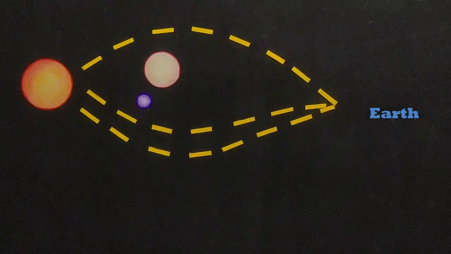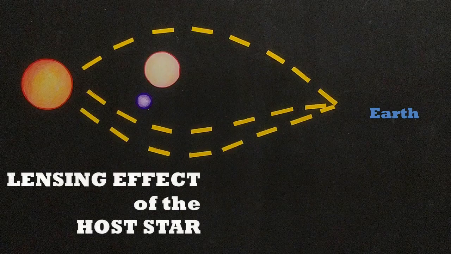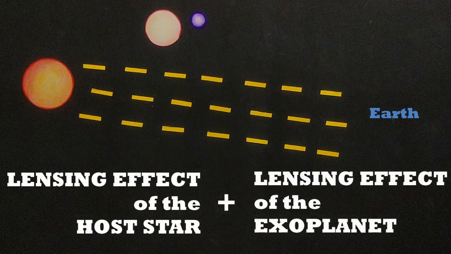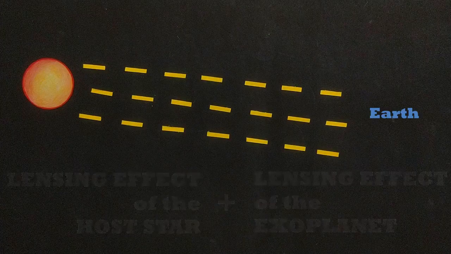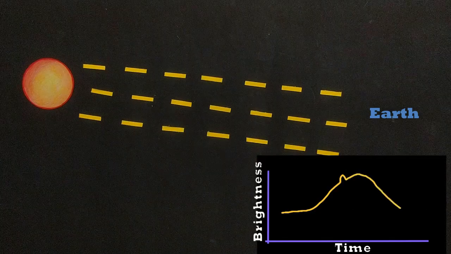When we add the exoplanet to the mix, the same thing happens as before. But now, along with the lensing effect of the host star, there is a lensing effect of the exoplanet as well. Which means this time there is one more slight increase in the brightness of the secondary star due to the bending of light around the exoplanet. But this effect, which is the lensing effect of the exoplanet, is very small and for a very short period of time as compared to that of the host star. This small but sharp increase in brightness proves the presence of an exoplanet around the main or the host star.